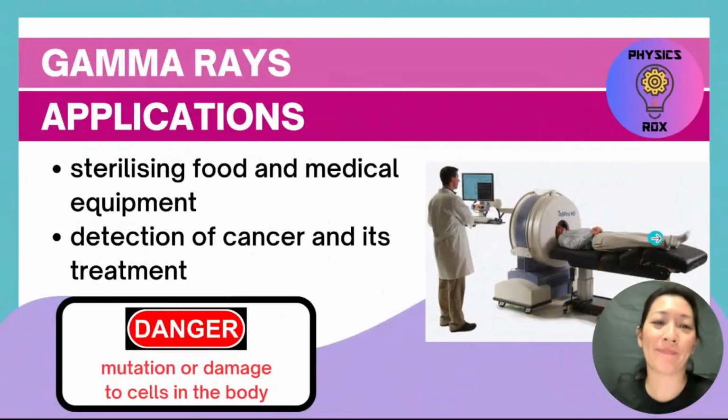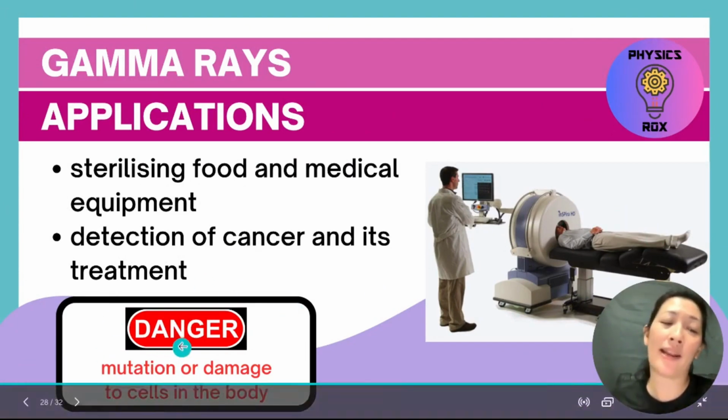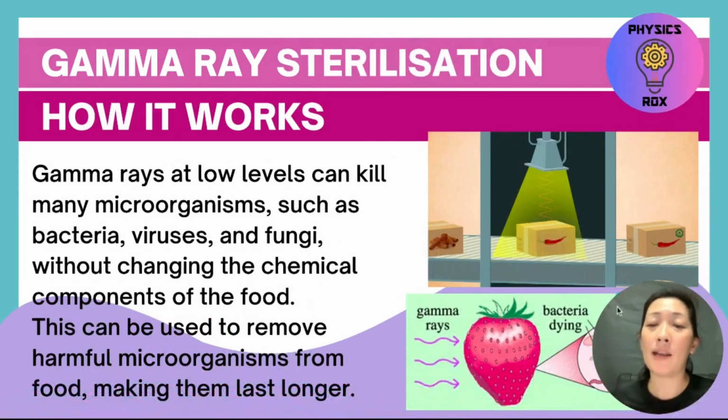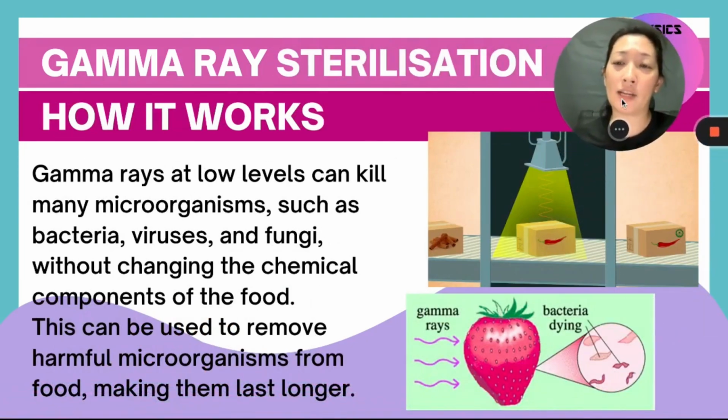Moving on, gamma rays, because they're on a much higher frequency end, right? So they're the highest frequency of the electromagnetic spectrum. They're used for sterilizing food and medical equipment, and also good for detection of cancer and its treatment. And similar to X-rays, they can cause mutation or damage to cells in the body. And why are they used for sterilization? Because of the high frequency.